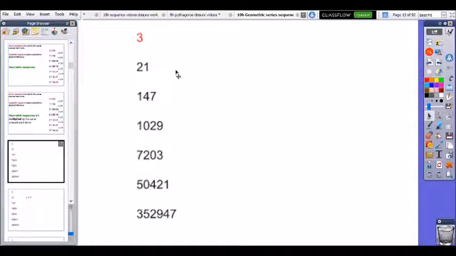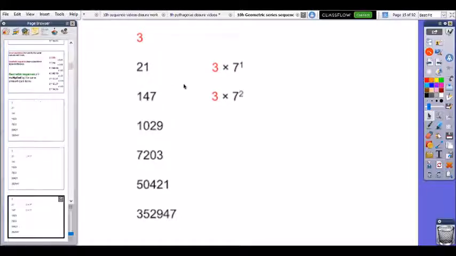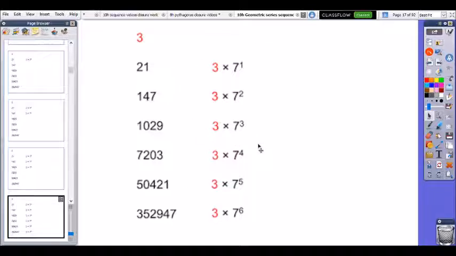I know that because each term is just being multiplied by 7 each time. So I just started off with 3 and I times it by 7 once to get 21. To get that next term, I start with 3 and I times it by 7 to get 21, and I times it by 7 again to get 147. So I've just timesed it by 7 twice. To get my third term, I start with my original number and I've timesed it by 7 three times, and so on. So this is a geometric sequence because I'm just timesing by 7 each time.